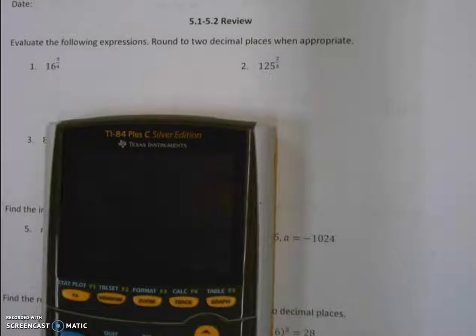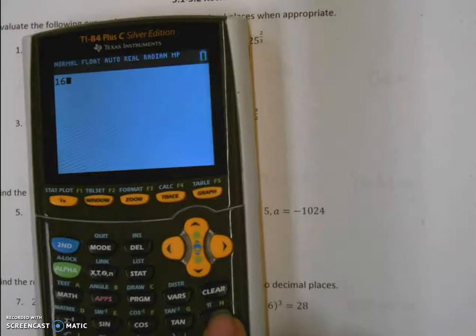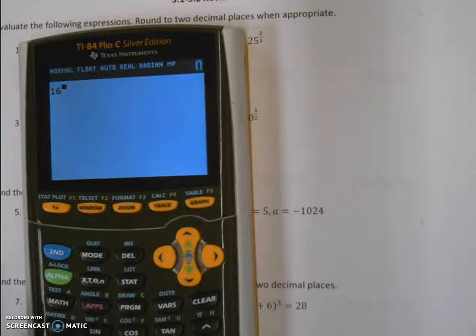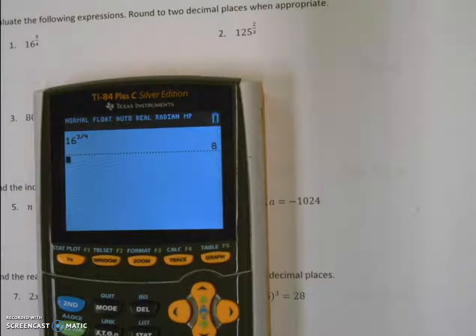So for the first 4 questions, it tells me to evaluate the following expressions and round to 2 decimal places. This means I need to use the calculator. So what I'm going to do is type in 16, because that's my base, and then press this button right here, the little upside down V. Then I type in my exponent, which is 3/4 for this question. This one's a perfect number, so I just write down the 8 for my answer.